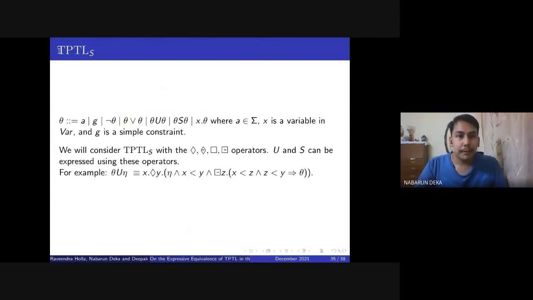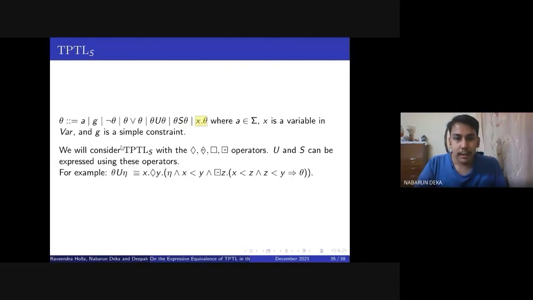Now the final part of our paper uses the previous result to show that the logic TPTL with the since operator is equally expressive in the pointwise and continuous semantics. I'll quickly go through the syntax of TPTL. So TPTL allows an action a, a simple constraint G. It allows negations. It allows the standard Boolean operators. It allows the temporal operator until, and its counterpart since, which allows one to talk about past events. And it allows the freeze quantifier, which freezes the formula theta at the current time point x.